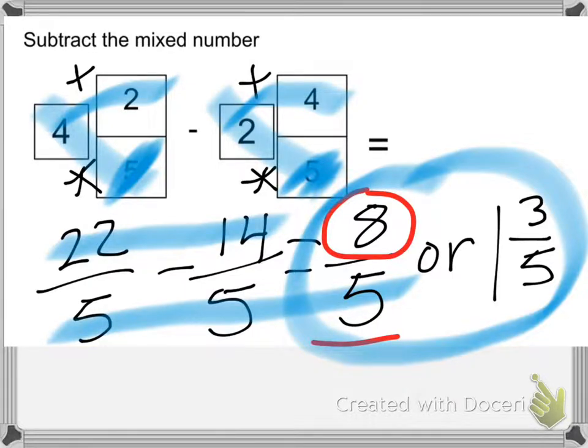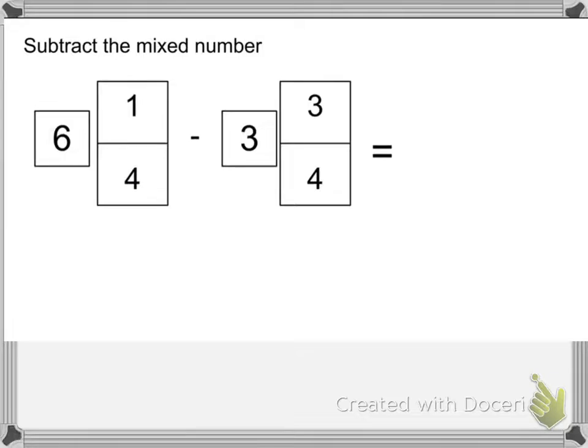Next slide here. Same thing. I have to convert these into improper fractions because my first fraction is smaller than my second fraction. Work it out, and then press play when you're done. Or pause and then press play when you're done. Alright, so I'm going to convert this into an improper fraction.